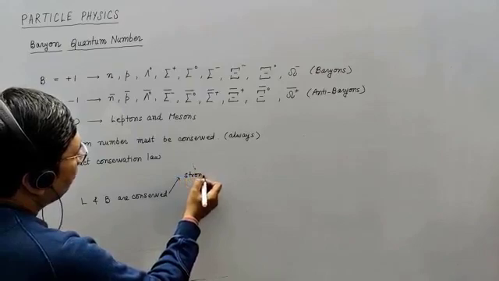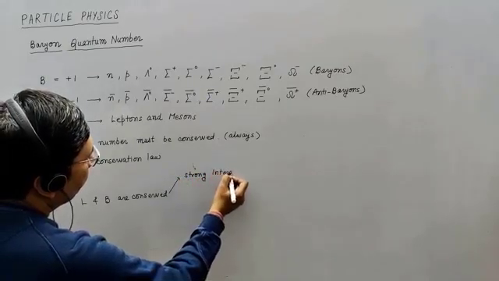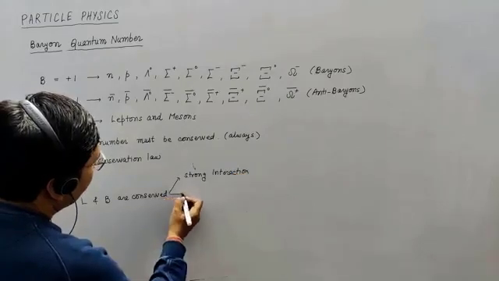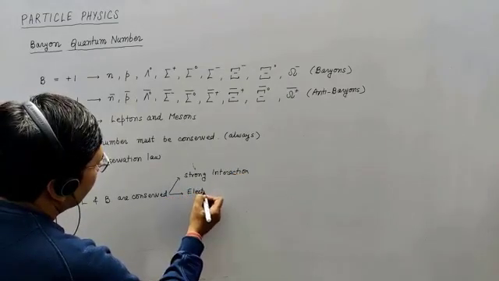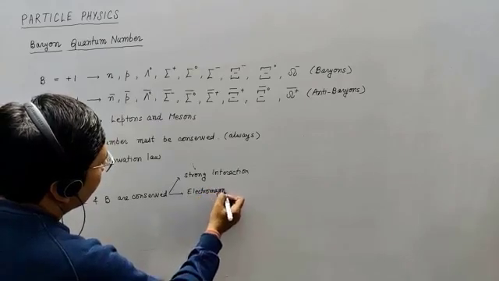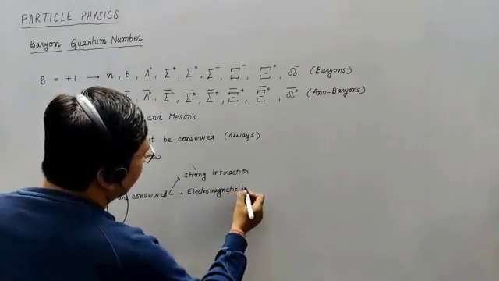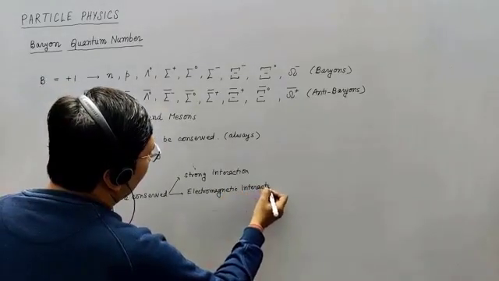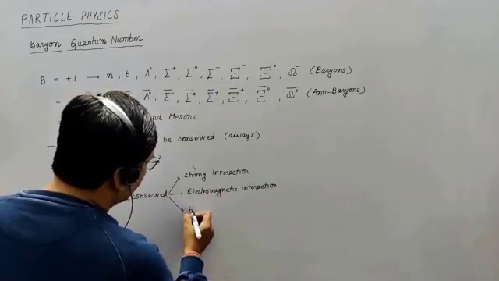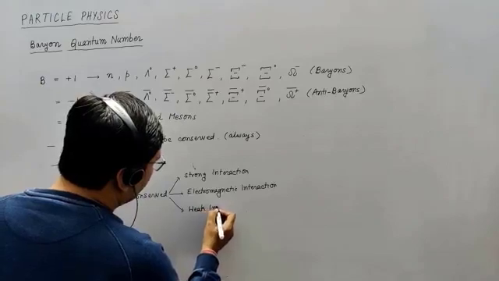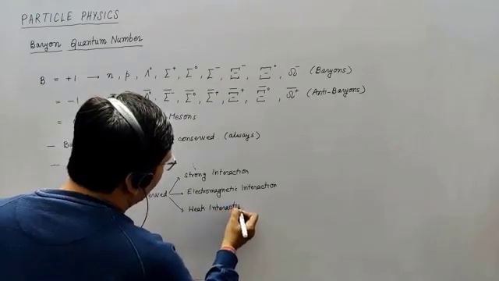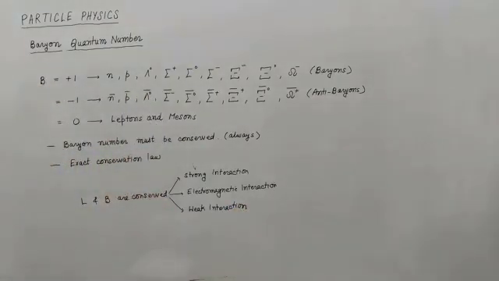Either strong interaction, it may be electromagnetic interaction, or it may be weak interaction. In all cases, basically these two conservation laws will always be followed. In all three cases, L and B number will always be conserved. So this is all about the baryon quantum number.